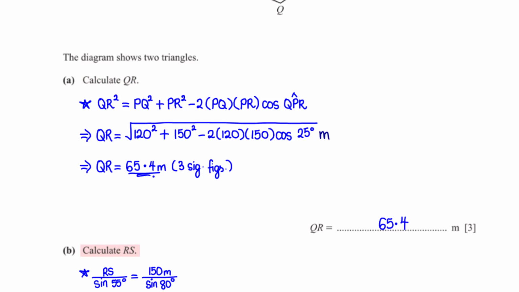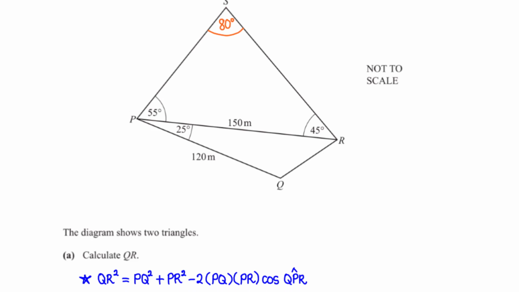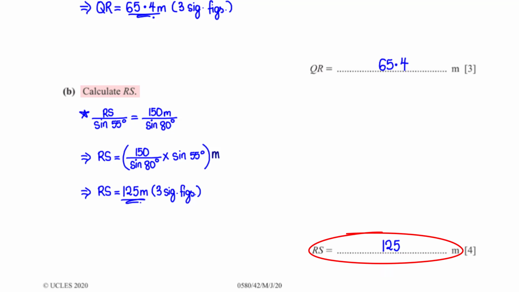Calculate RS. From the diagram, we have the necessary information to be able to apply the sine rule to find the length of RS. This gives us RS divided by sine 55 degrees equals 150 divided by sine 80 degrees. When we make RS the subject, this is what we get. When we type this into the calculator, we have RS equals 125 meters, correct to 3 significant figures.